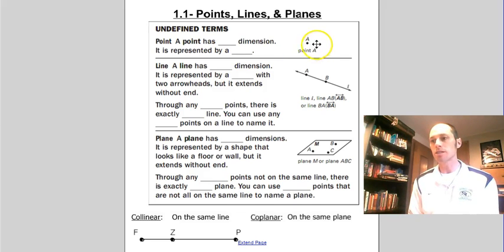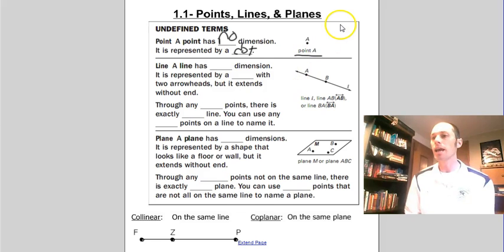So first thing we take a look at is a point. Usually it's signified with a dot. A point has no dimension. It's just a specific location that we refer to. And notice we refer to it as point A, or we could just say A. It's usually given by a capital letter in geometry.